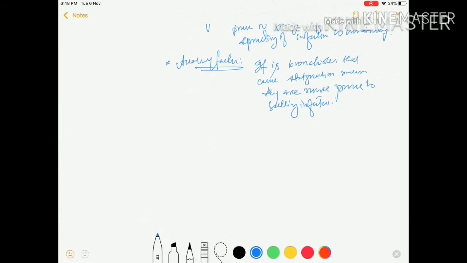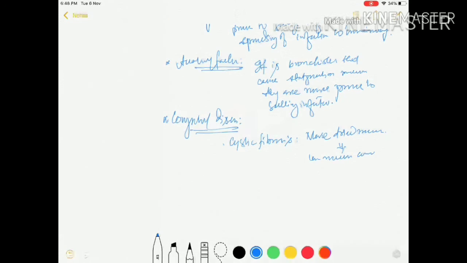And there are some other risk factors like congenital disease. Congenital diseases include cystic fibrosis, with more dried mucus, so less mucus comes out, leading to stagnation and more chances of getting infection.